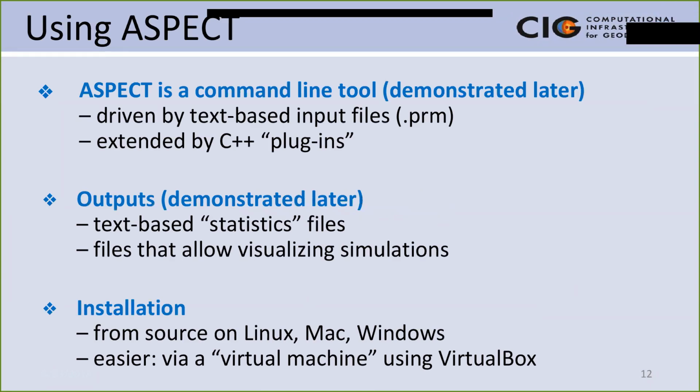Aspect is a program that runs on mostly Linux machines, and it is a command line tool, right? So it is a program that is driven by input, and it generates output, and then it exits. There's no graphical user interface or buttons to click. And the simulation that you actually run, or the model, is controlled by a text-based input file. We call them parameter files. They typically have the extension .prn.